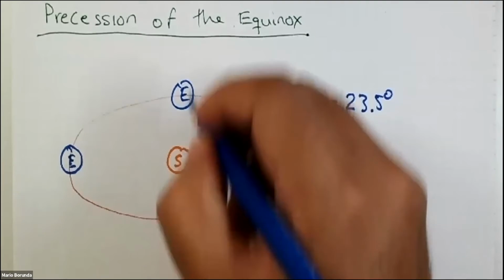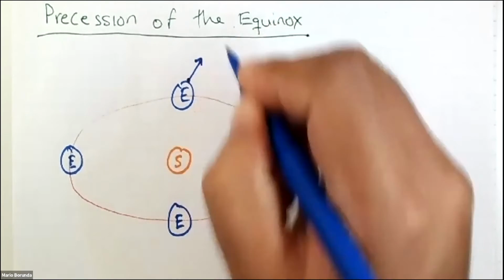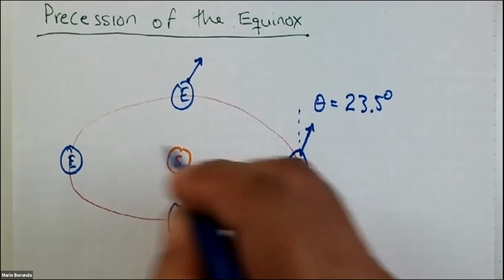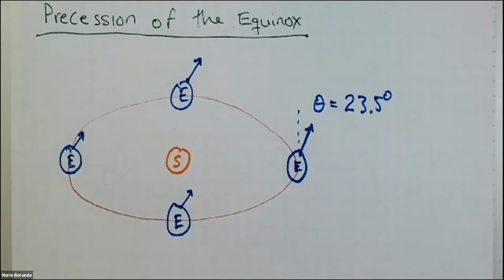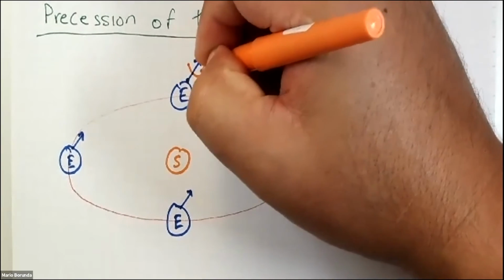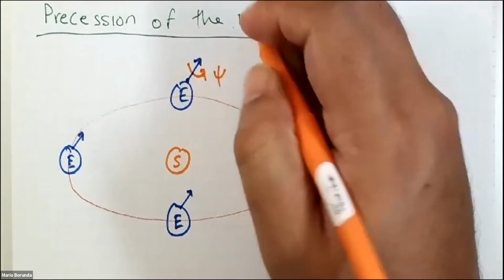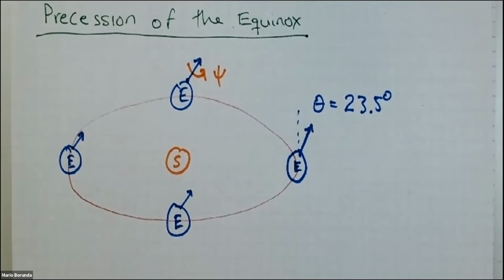If we look at it, here's the same angle everywhere right here. So now, the rotation of the Earth in that direction, we can call that one psi.